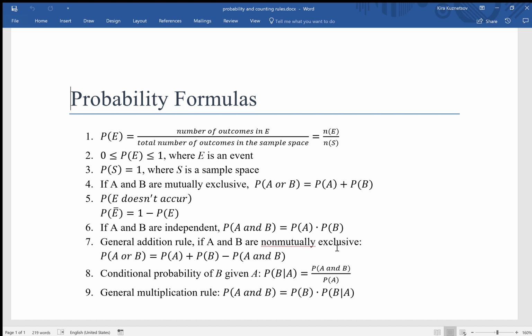Now rule number 3 is your sample space. If you're talking about everybody, then it is 100% that it's going to happen. Therefore, the probability of the sample space is equal to 1.